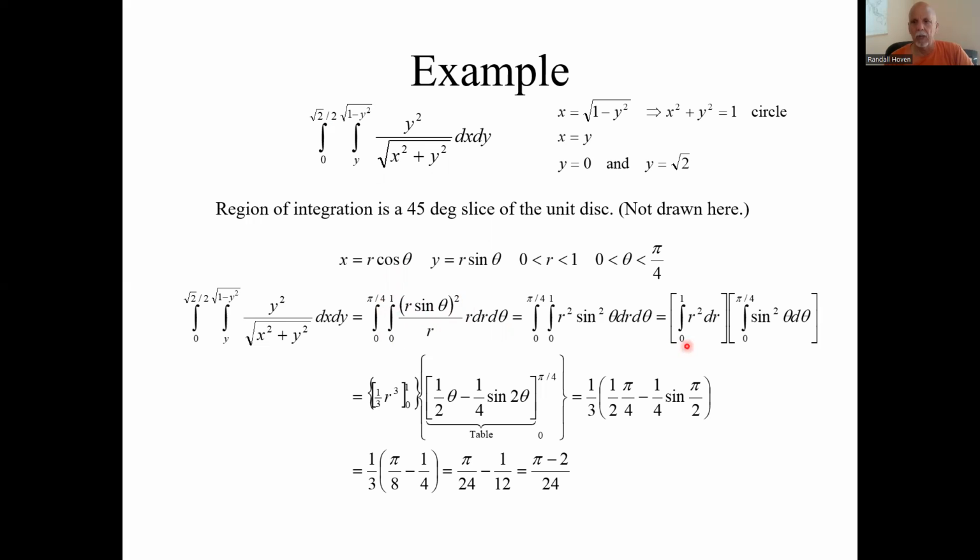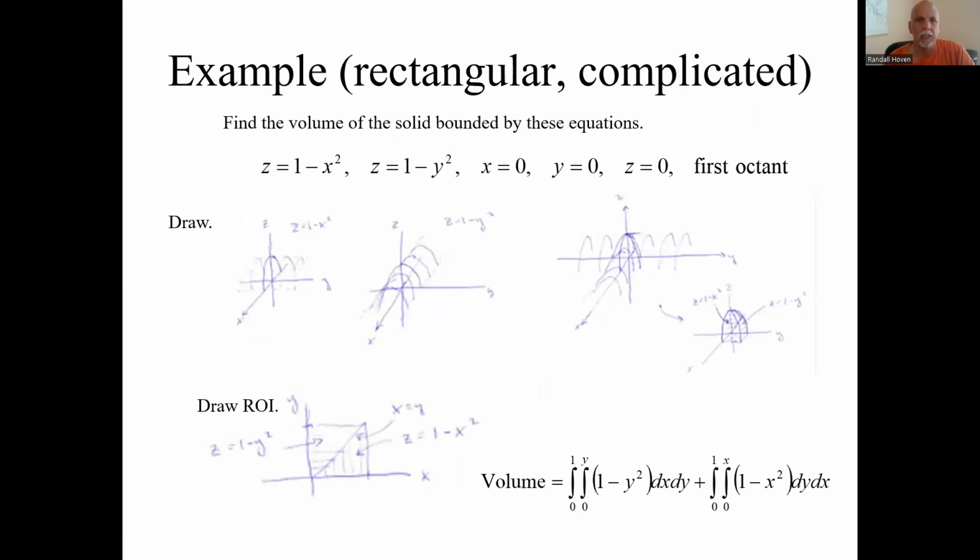And you don't have to iterate. You can split it up as a product. I did need to use a table for sine squared, but I'm not going to do the individual integrals. The big thing is getting the limits. You think it's easy, but it's not that easy.